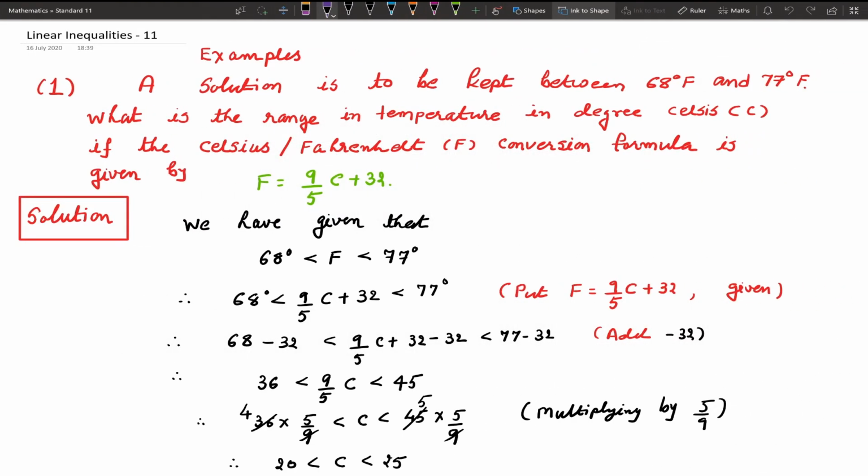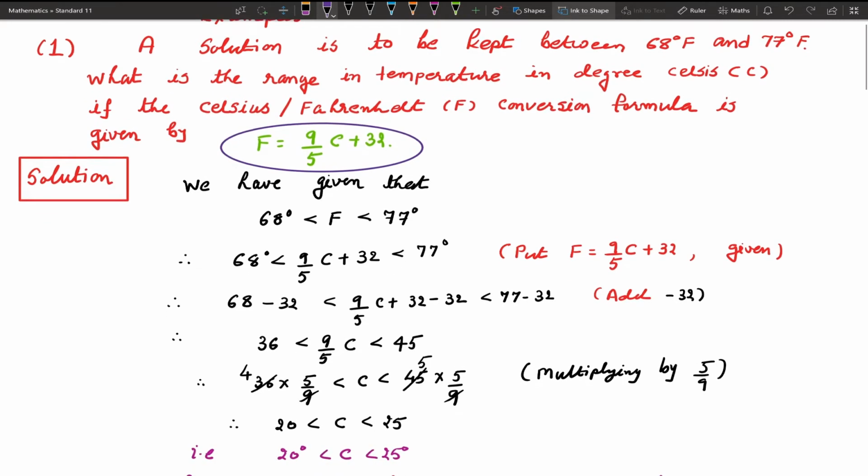In this lecture we will discuss 4 problems. First problem: a solution is to be kept between 68 degree Fahrenheit and 77 degree Fahrenheit. What is the range in temperature in degree Celsius if the Celsius/Fahrenheit conversion formula is given by F equal to 9 by 5 C plus 32? So this formula is given, you note that.